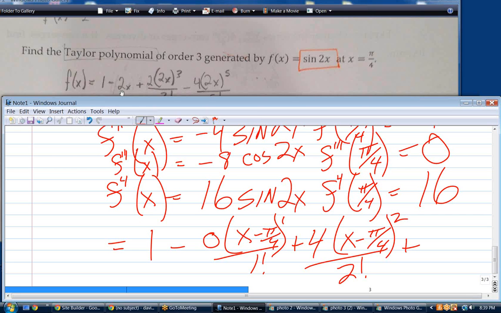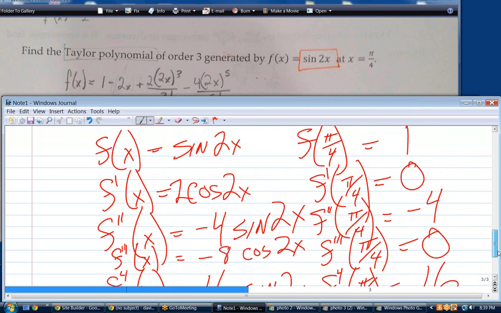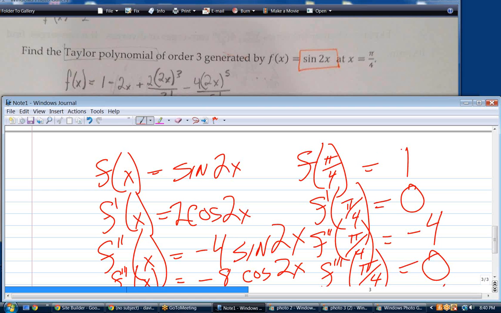In other words, this 2x you have right here, that has the 0 coefficient that we came up with in front of it. There's the 1 corresponding to that. This would be plus 0 times x minus pi over 4 all over 1 factorial. It disappears because of the 0. Then the first non-zero coefficient we have goes with the x squared term.